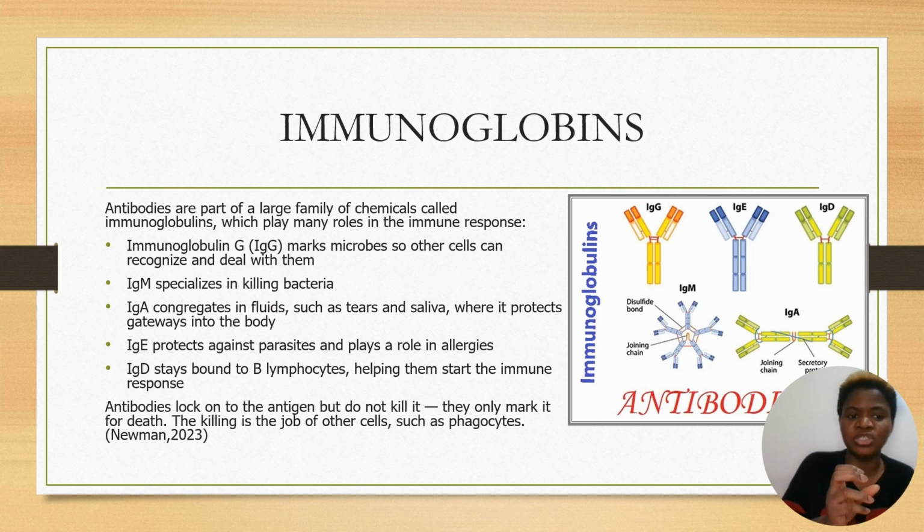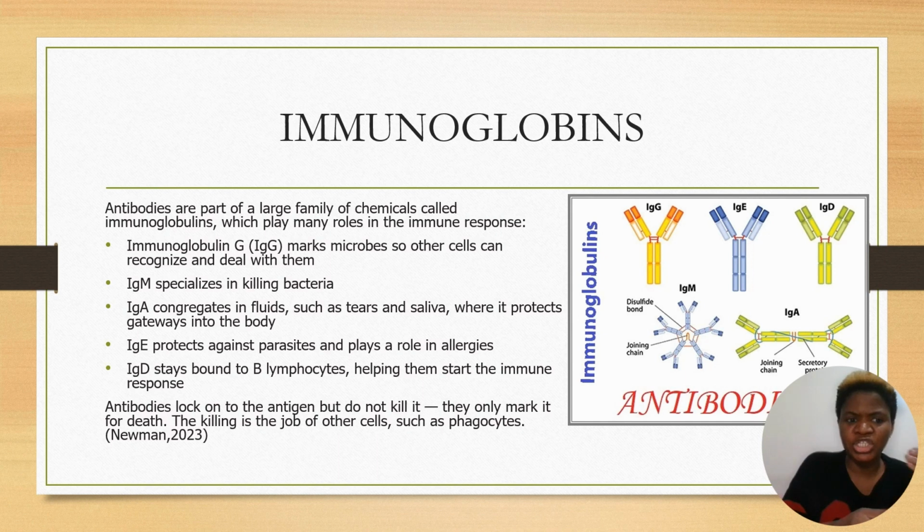IgG is a type of immunity that is transferred from our mother to us when we are born. IgM is specialized in killing bacteria. IgA congregates in fluids like the mucus. It's mainly there, and when it's not there, sometimes we begin to get serious chest infections or lung infections or things like that, because IgA is not there or it's low.